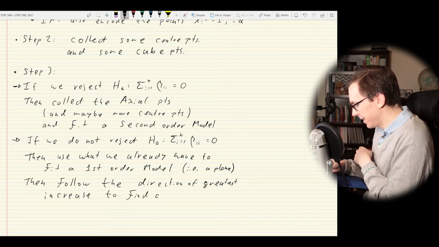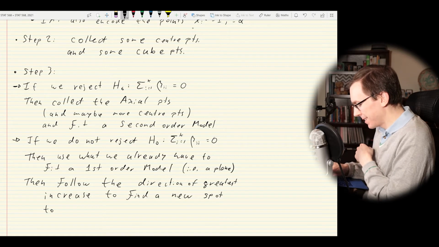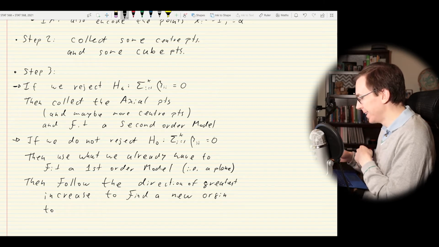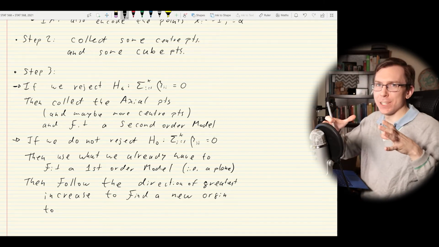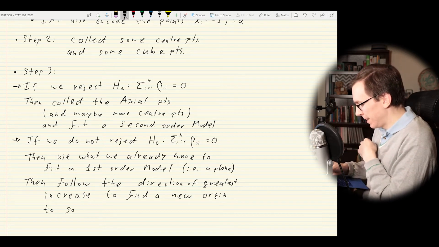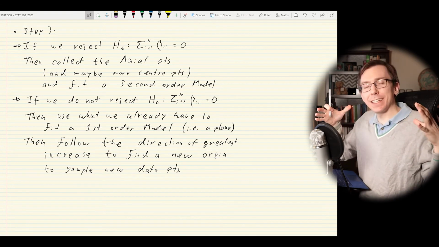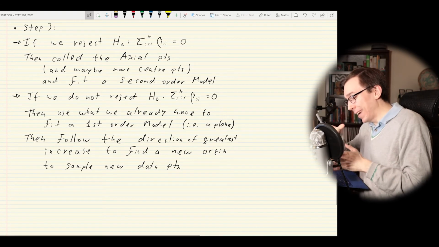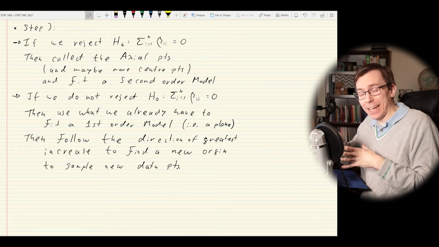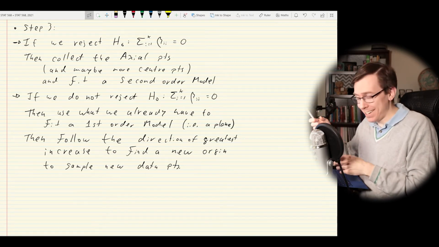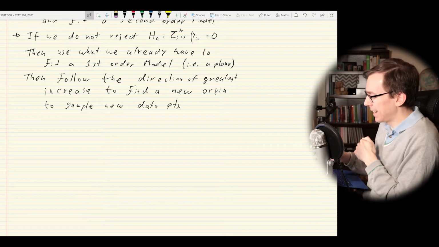to find a new spot to sample more data points, a new origin, maybe I'll say, to be more precise than just saying spot. So a new origin being the point 0, 0, 0, 0 to sample new data points. Because the idea is that you might not initially find what you're looking for when you start your design. So what you might have to do is move to a new region in design space and then sample again, and then run the CCD, the central composite design, again.